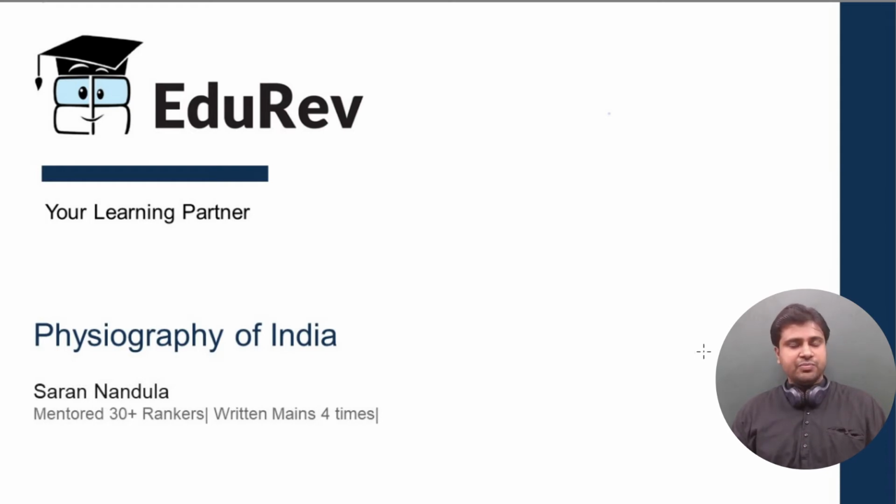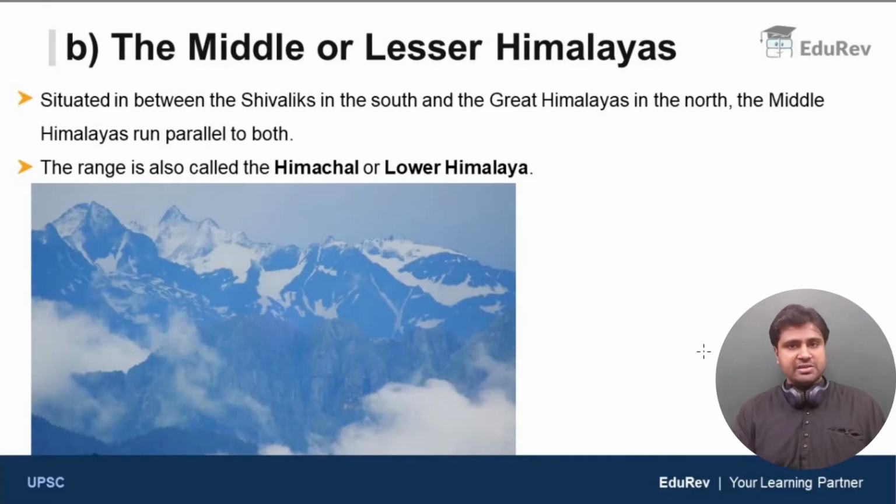This is Saranandula. In the previous video, we discussed the Shivaliks or the Outer Himalayas. Now, in this video, we are going to discuss the Middle Himalayas. So let's just begin. Middle Himalayas are situated between Shivaliks in the south and the Great Himalayas in the north. So, Middle Himalayas run parallel to both Shivaliks in the south as well as the Great Himalayas in the north.